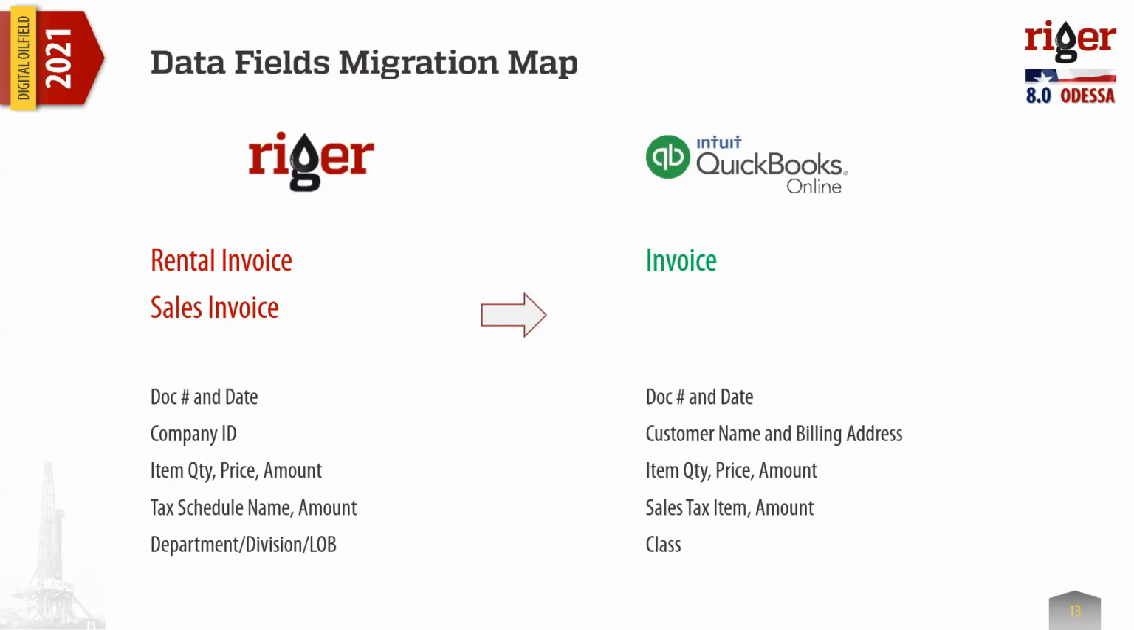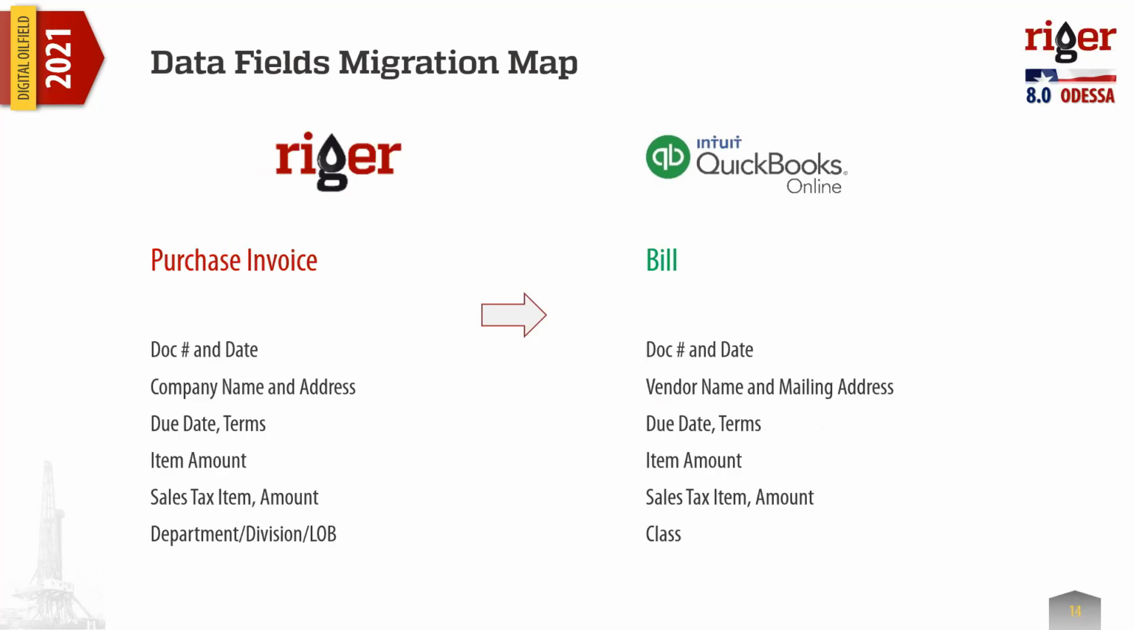So if you're using the RigER application currently, you probably know that you have several fields in your rental service agreement when you allocate information between departments, divisions, lines of business, and one of these can be connected to your classes in QuickBooks just to give you some portion of the analytics, like how much revenue a specific class generates for a certain period of time.